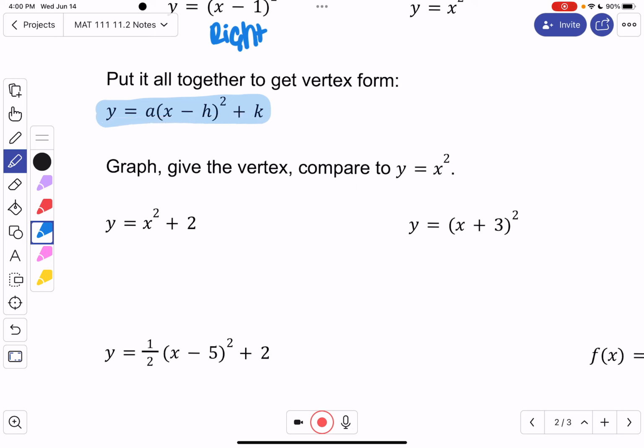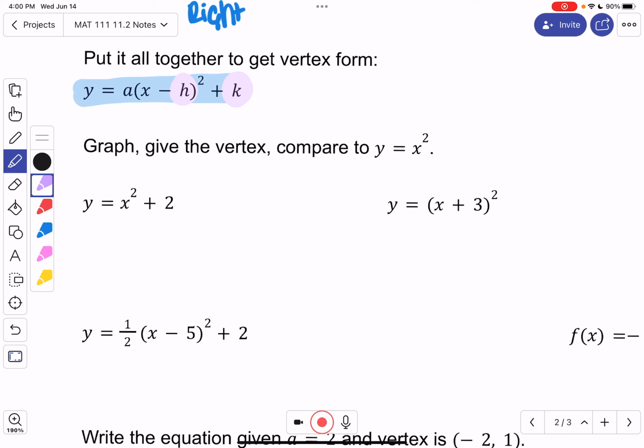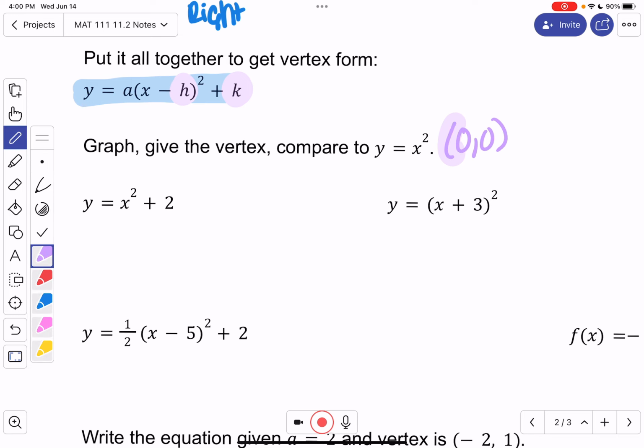The same a we had before, but now we have the h, k, which is our vertex, put into there. So if you were going to graph these, you can find the vertex on the graph and then compare it to the original. So the vertex of the original is 0, 0. Our parent function is 0, 0.